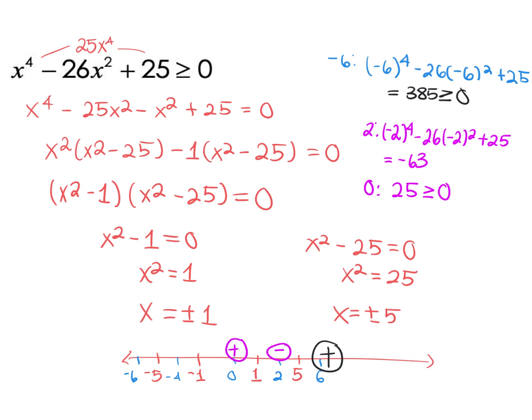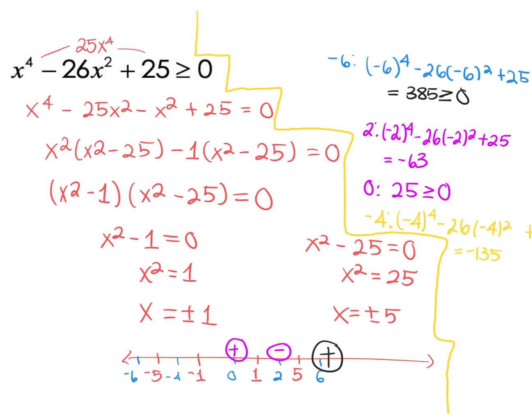And then we're going to test negative 4. Now we're going to test negative 4, so we do negative 4 to the fourth power minus 26 times negative 4 squared plus 25. I messed up writing that before, but this will be negative 135, so that's less than 0. And then we check negative 6, and I'm sorry, we already did negative 6, and actually positive 6 is the same as 385. I just wrote that in the wrong space, so this is positive as well.